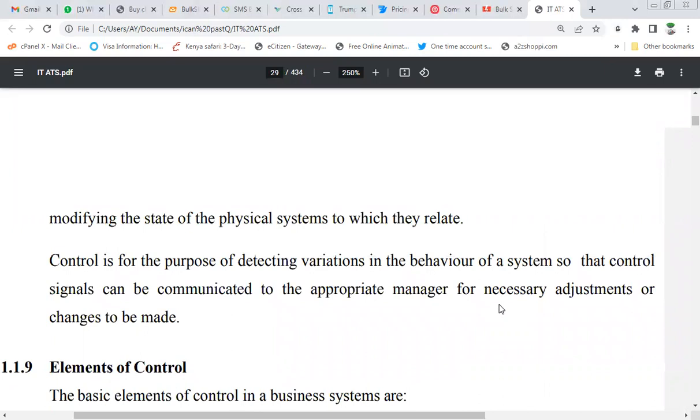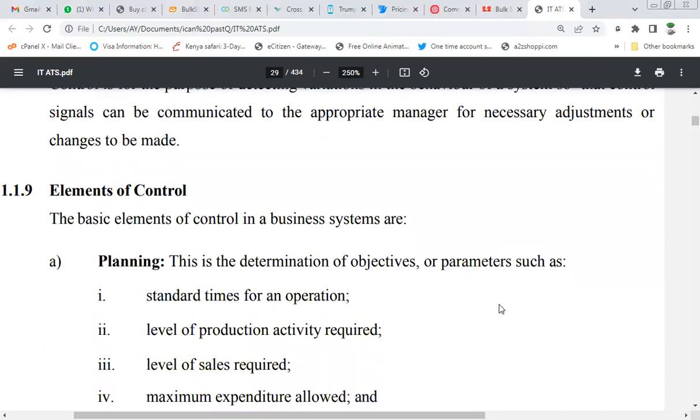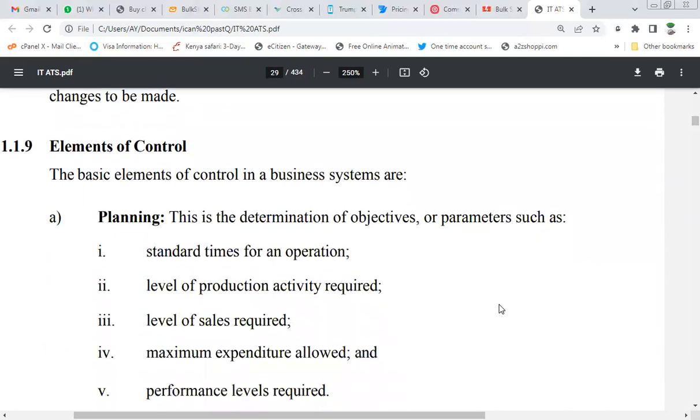So administrative control is for the purpose of detecting variations in the behavior of a system, so that control signals can be communicated to the appropriate managers for necessary adjustments or changes to be made. So, elements of control. The basic elements, number one, we'll talk of planning. This is the determination of objective or parameters such as standard time of an operation, level of production activity.